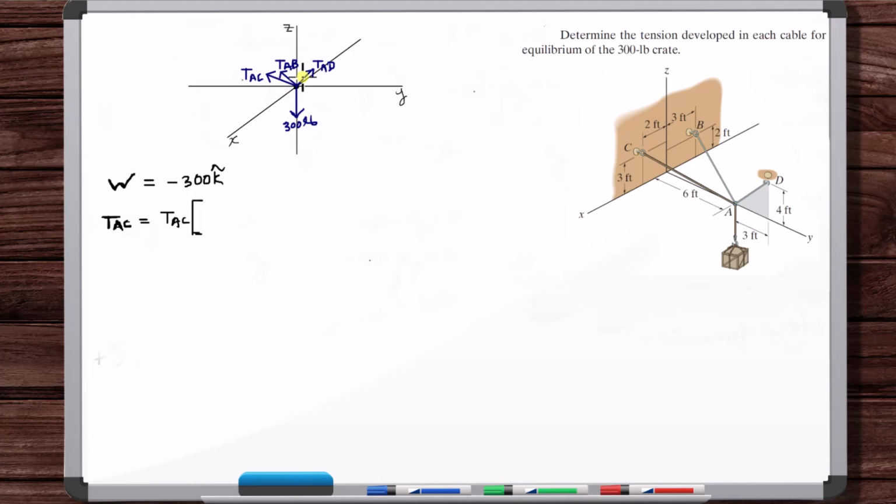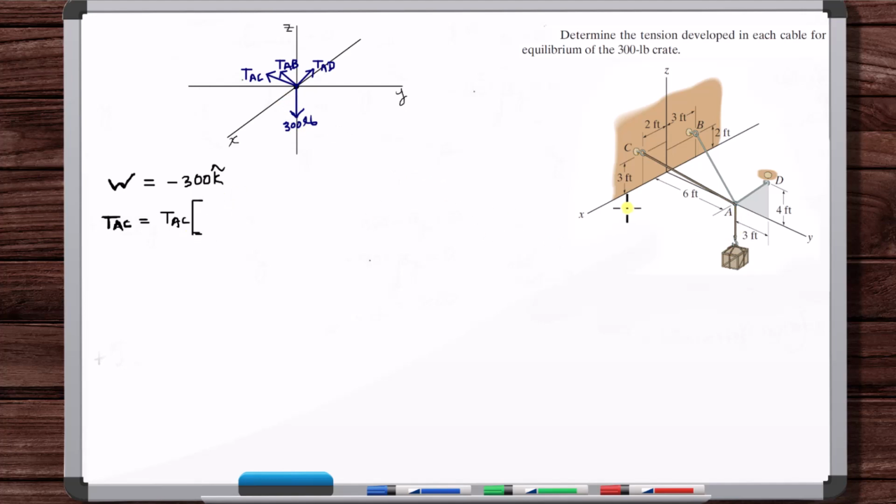It technically wouldn't matter. We know these cables can't support compression, so we know that these forces are going to have to be pulling on this point in this direction. But we technically could have put the wrong direction for all three of these, and then we would get negative answers, and so we would know that the sense is the opposite direction. The only thing we have to get exactly right is this 300 pounds going down. We can't guess this as going up because we're applying that force to the system.